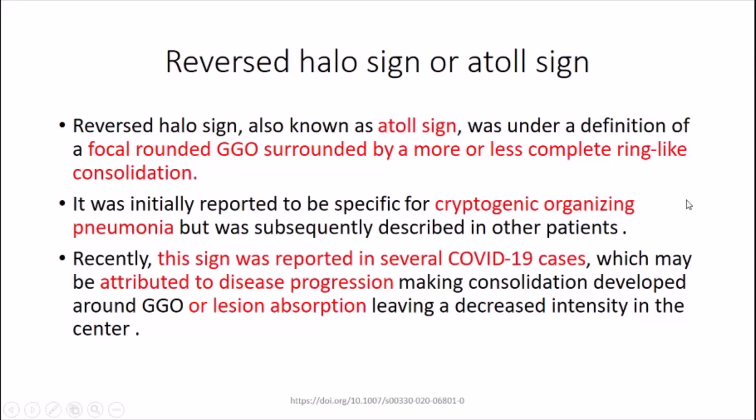The opposite of the halo sign is the reversed halo sign, also called an atoll sign. So the center will be less dense, surrounded by consolidation. It's a focal rounded ground glass opacity surrounded by a more or less complete ring-like consolidation. It was mainly reported for cryptogenic organizing pneumonia, but in other studies it has been seen in other diseases. Recently, the sign was reported in several COVID-19 cases, which might be attributed to disease progression. It's a late finding that can be seen in COVID-19 patients.